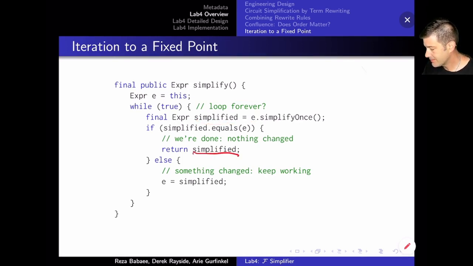And otherwise, something has happened. This function did simplify something. And so then we keep working. We just update our expression E to be the simplified one, and we go back to the beginning of this loop.